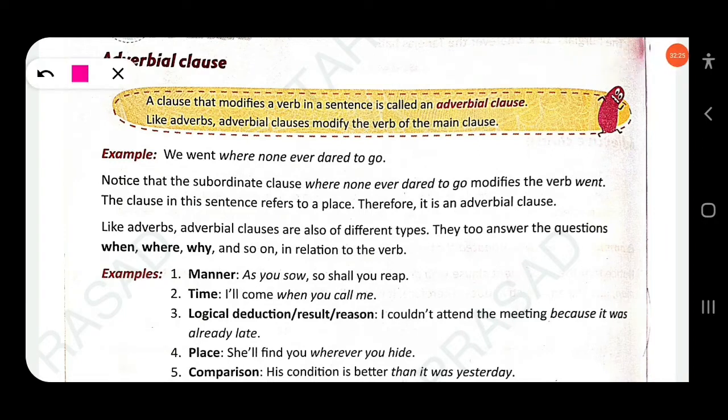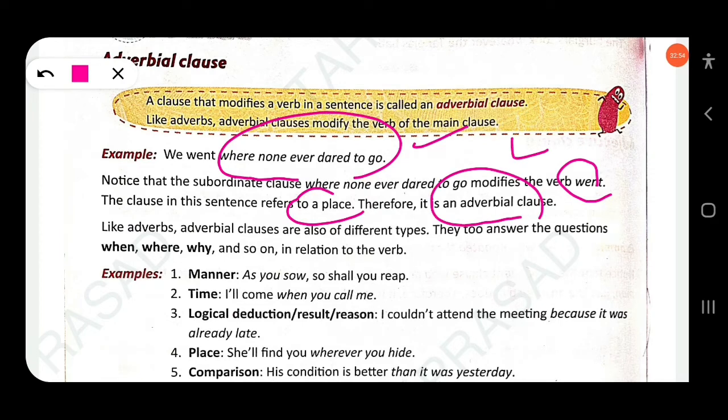Here, we went where none ever dared to go. Here, where none indicates a place. We went where none ever dared to go. This is an adverbial of place. Notice that the subordinate clause where none ever dared to go modifies the verb went. The clause in this sentence refers to a place, so it is called an adverbial clause of place. Clear?